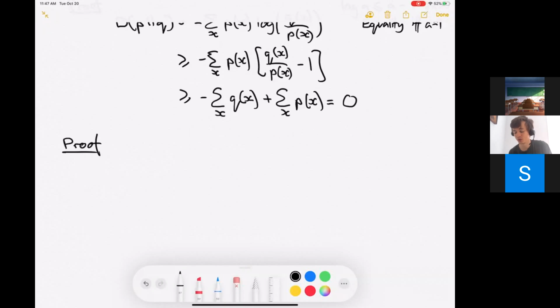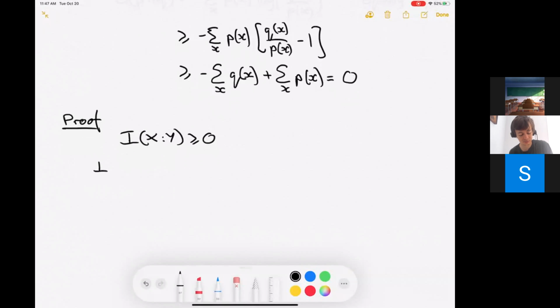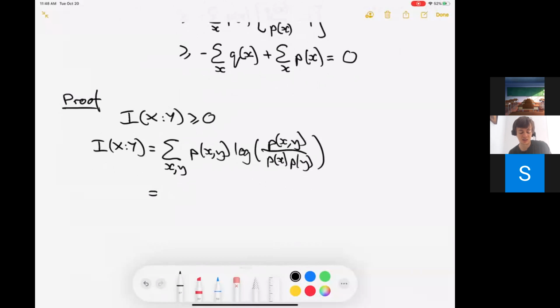Let's say we want to prove that the mutual information between X and Y is greater than or equal to 0. The mutual information is defined as the sum over X and Y of P of XY log P of XY over P of X times P of Y. This is just equal to the relative entropy between the full probability distribution P of XY and the probability distribution where you just ignore the correlations between X and Y. So the mutual information is just the extra expected surprisal from forgetting about the fact that X and Y are correlated.